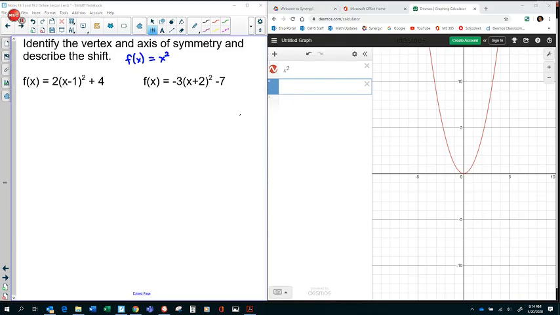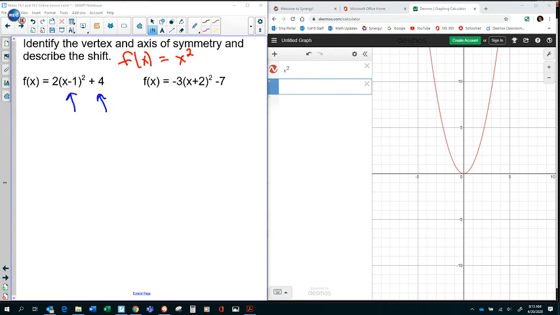Okay, now we're going to talk about shifts from the parent function. Remember, the parent function I've already entered over here. It's the red one. And on the left side, it's in blue. Sorry, I should put it in red. There. Now we're going to describe what happens to this next graph here. f(x) equals 2 times (x minus 1) squared plus 4.